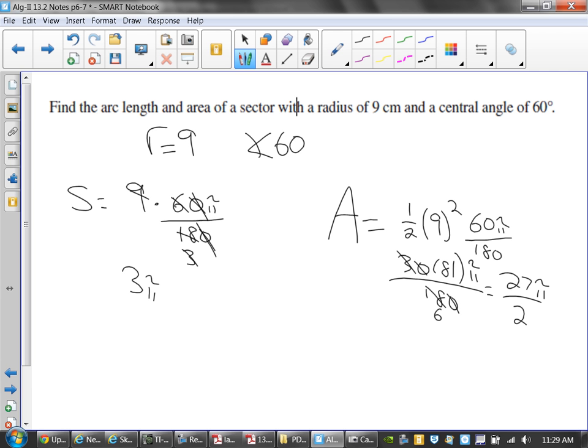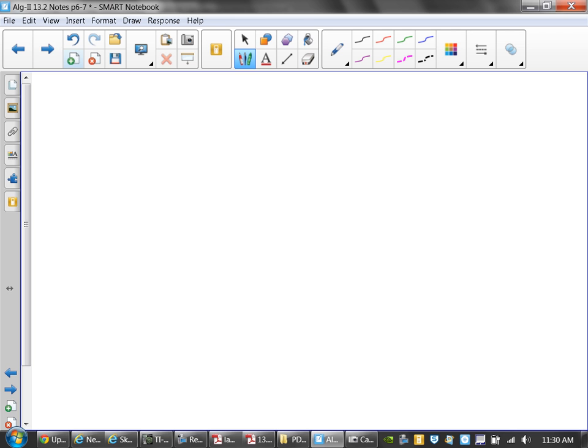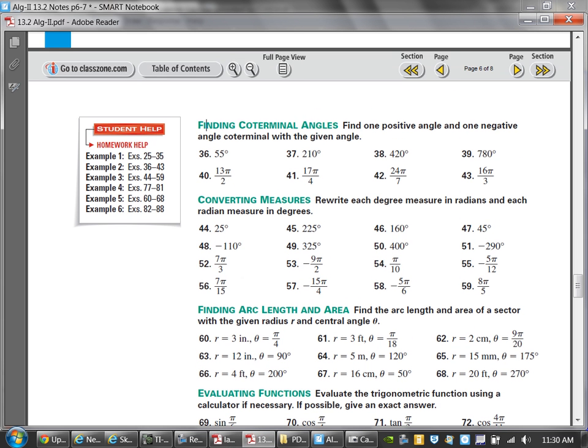Okay? Like I said, this winds up being a direct substitution problem. It should not be frightening. Now, the other part of this section is when we start talking more and more about things within radians. And what I want to do here is take a couple of minutes.